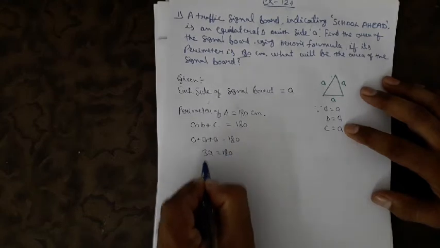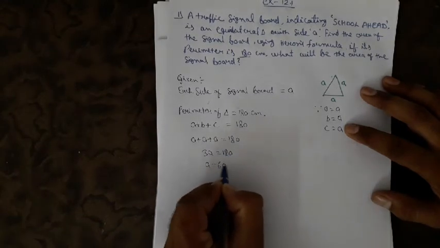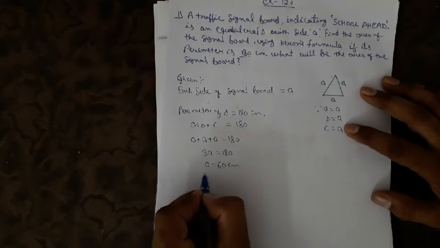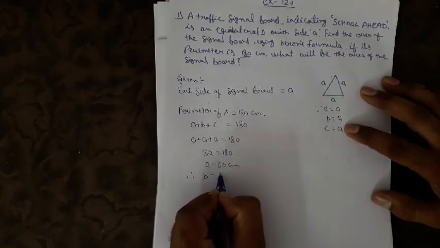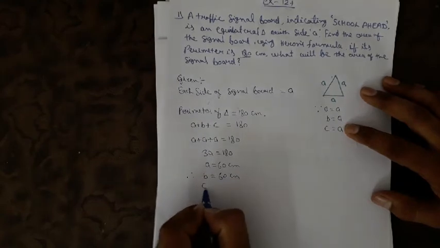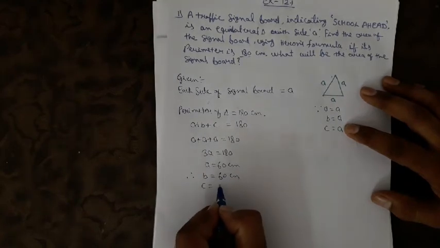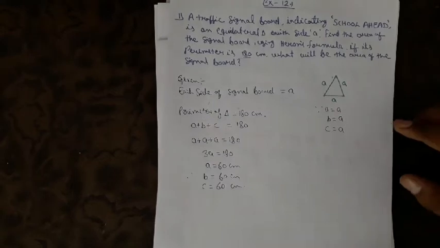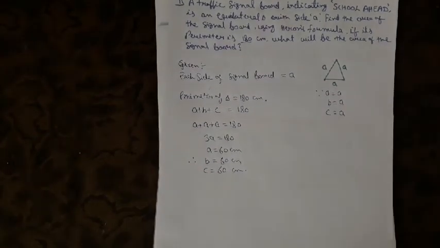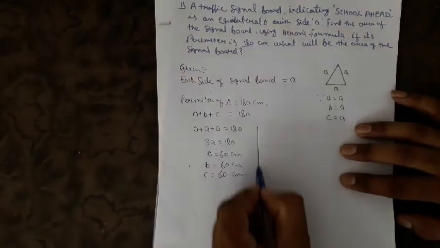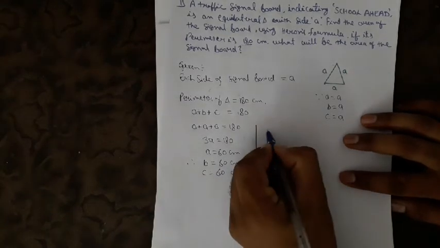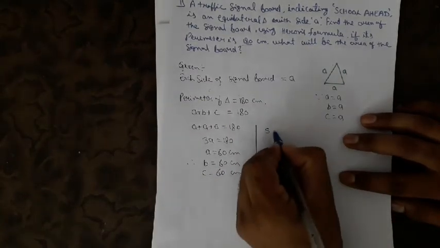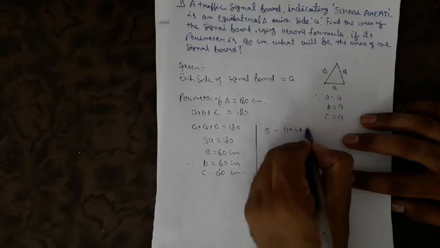When I divide 180 by 3, I'll get A equals what? 60 centimeter. So A would be 60 centimeter definitely. B also 60 centimeter, and C will also be 60 centimeter. Understand? Because A, B, C all have the same measurement. Next thing that we have to find is S.